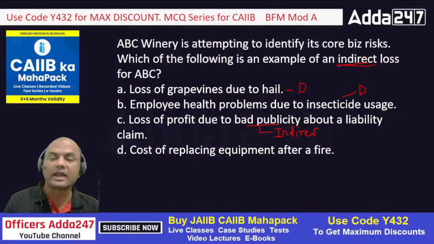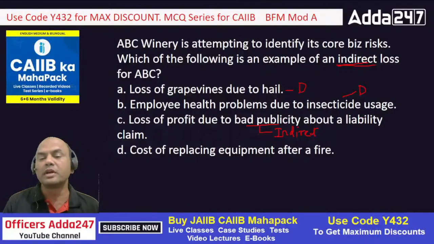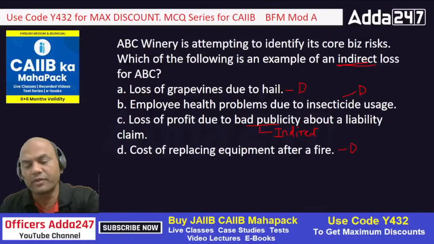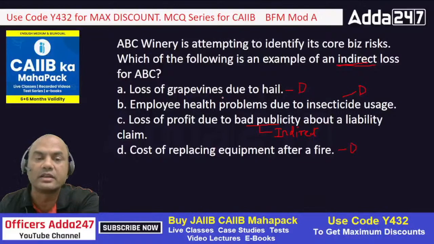This bad publicity, I can give tomorrow a new ad in the newspaper or a new interview in the newspaper clarifying all the bad publicity elements, right? So this becomes an indirect loss to ABC, and all these remaining are the direct losses. Okay. So the correct answer is what? A, B, C or D? Everyone, it is C. Okay.